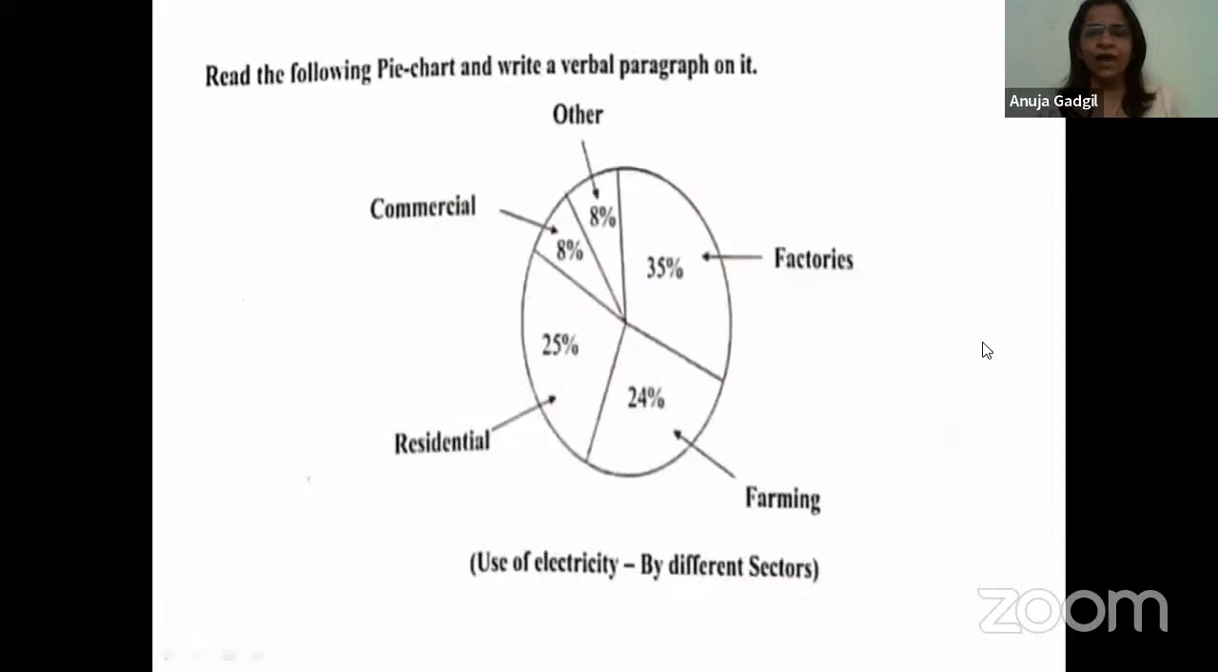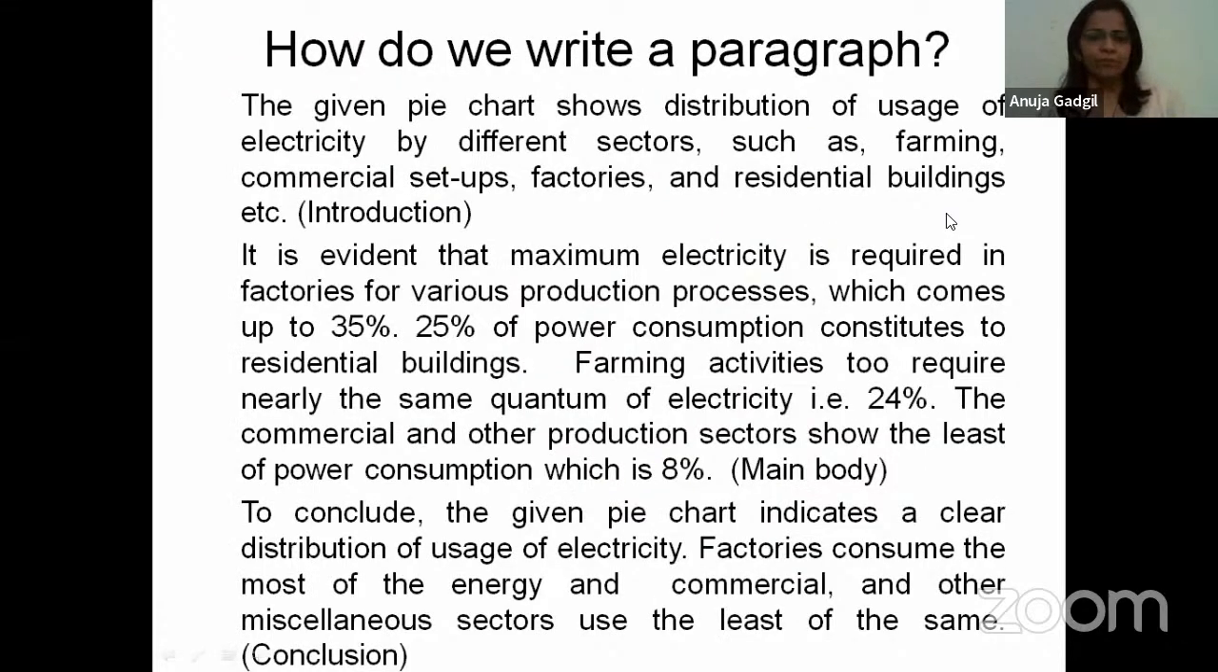Now, whatever we have discussed and you had typed in the chat box, that was all correct information. Now, let us see how to put this information in words. So basically, you will give it a title, and that title could be use of electricity by different sectors. And then you divide the whole information into 3 parts. These 3 parts are introduction, main body, and then conclusion. So let us see how we do it.